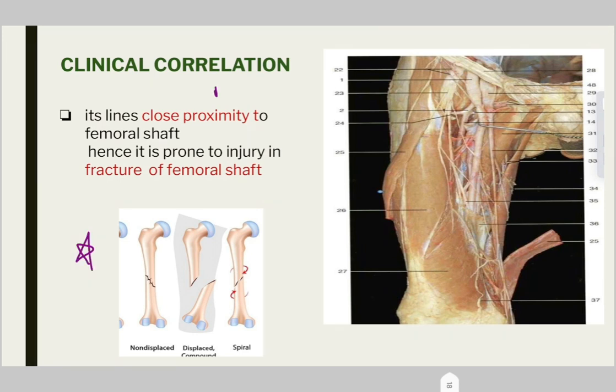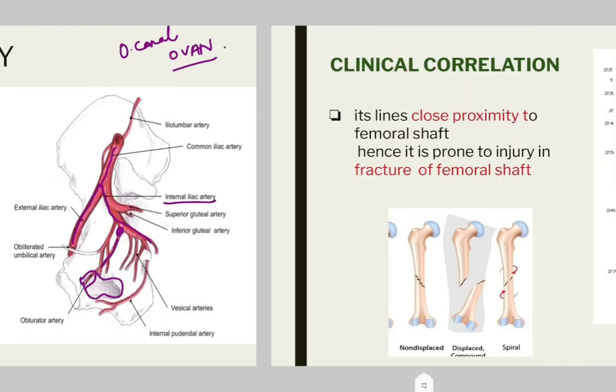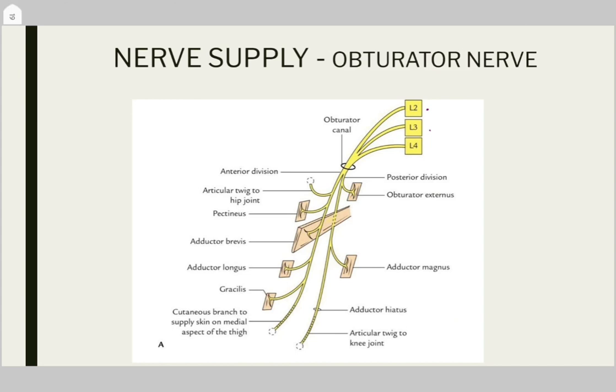And now the dissection view. One thing, the femoral artery lies lateral to the femoral vein. If this is the femoral artery, this is going to be the femoral vein. And here comes the profunda femoral artery, and the branches of profunda femoral artery are: this is lateral circumflex femoral artery, this is medial circumflex femoral artery, and these are the perforating branches. I hope this blood supply is clear.